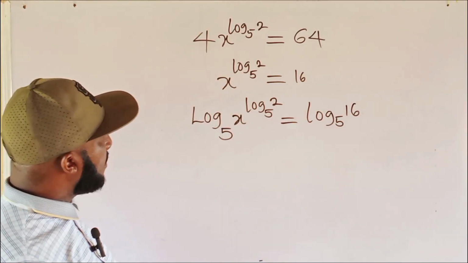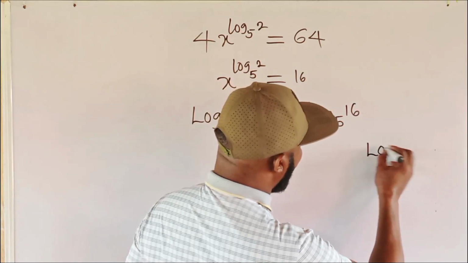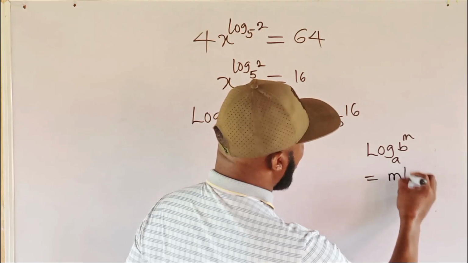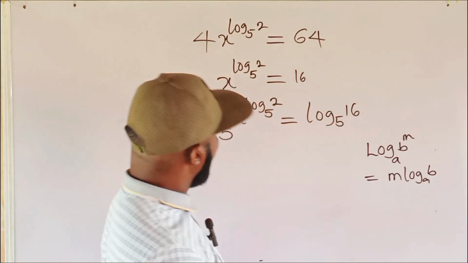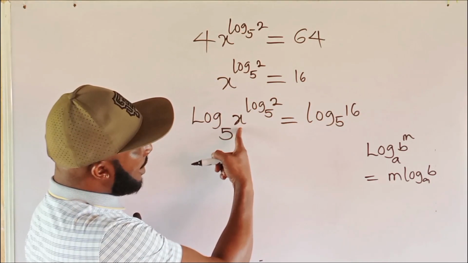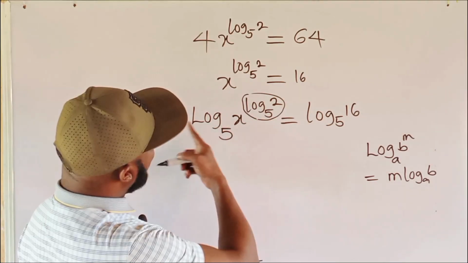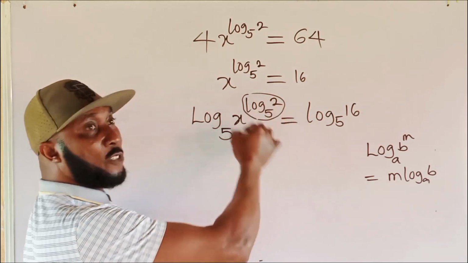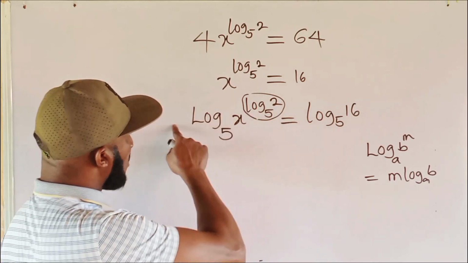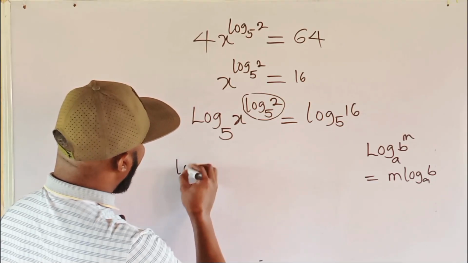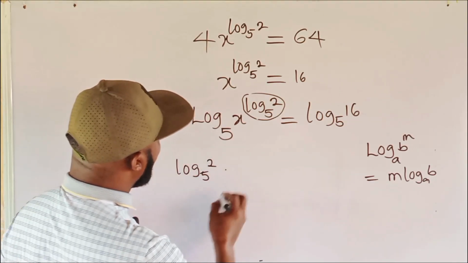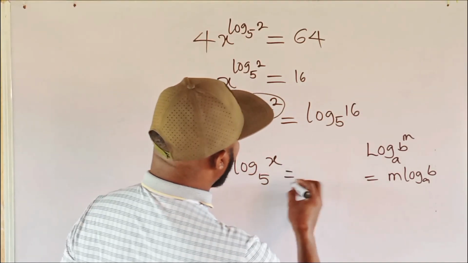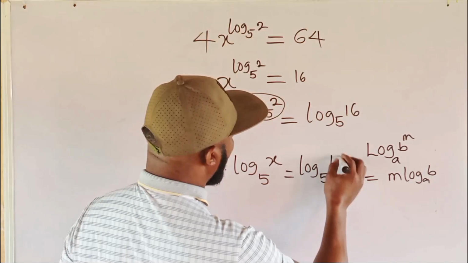Now from the power rule of logarithm, we know that if we have a log of the base a, say b, to the power of m, this can be written as m multiply log to base a of b. So you can see that s is the one carrying this exponent. We have log to base 5, s raised to power of log to base 5 of the argument 2. Log to base 5 of the argument 2 becomes the exponent, so it can multiply. So we now have log to base 5 of the argument 2 multiply log to base 5 of the argument s, everything equal to log to base 5 of the argument 16.